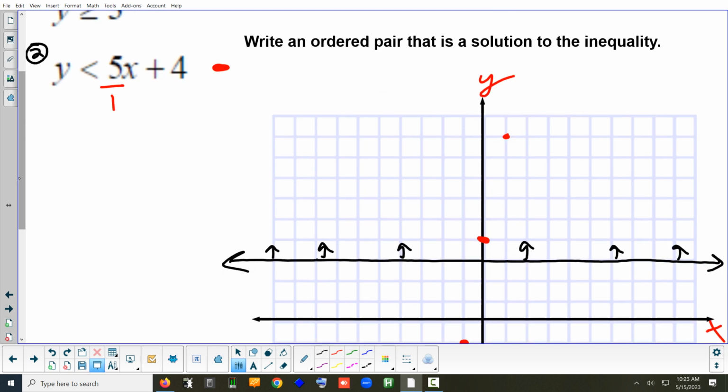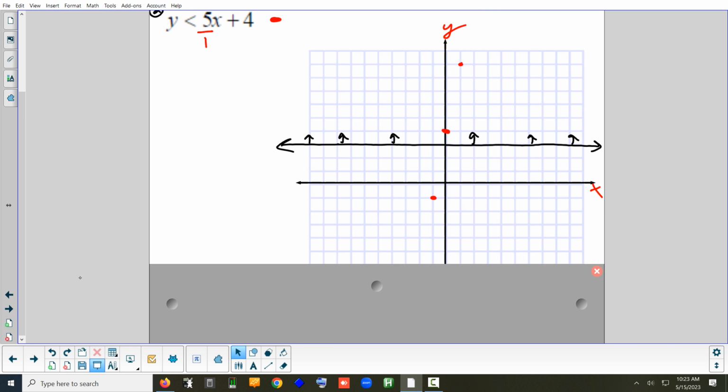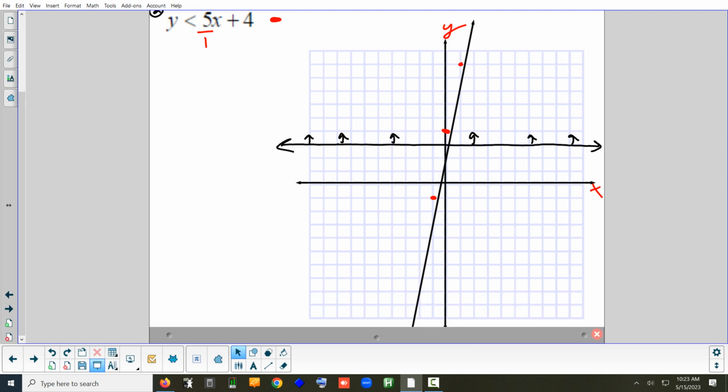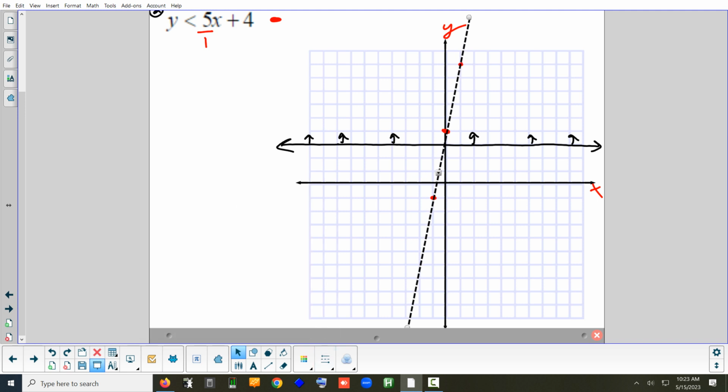Okay. Before I draw it, should it be solid or dotted? Yeah? Dotted. So what I'm going to do is I'm just going to draw it solid, and I'm going to change it to dotted using the program after. Okay, so there's my line. Just put it where it should go. Right about there. And make it dotted. Okay, so now that's dotted.